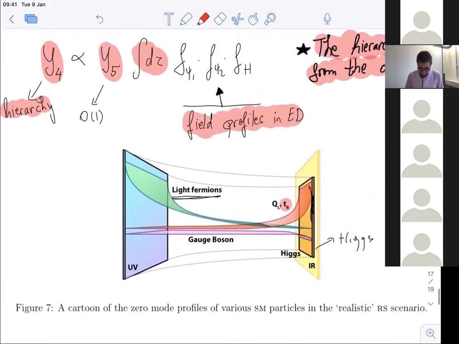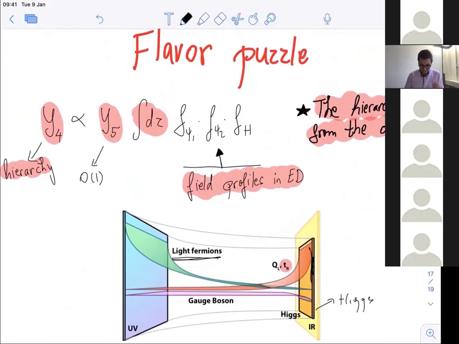Sorry, I didn't quite get that. The flavor puzzle is why there is this mass hierarchy between the different generations, right? Yes, exactly. How is that solved by this overlap? So different generations have a different wave function in the extra dimension. They are localized at different places. For example, the light fermions, their wave function is localized on the UV brane, okay? So they have something like a falling profile, while the Higgs is localized on the infrared brane. The overlap between the two is small.